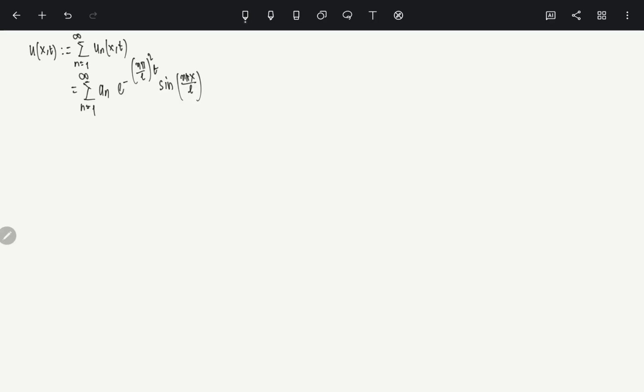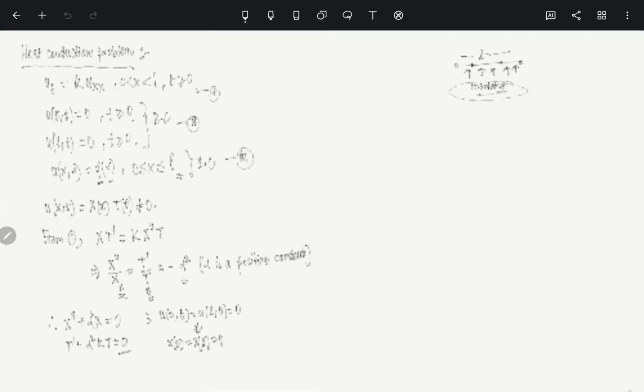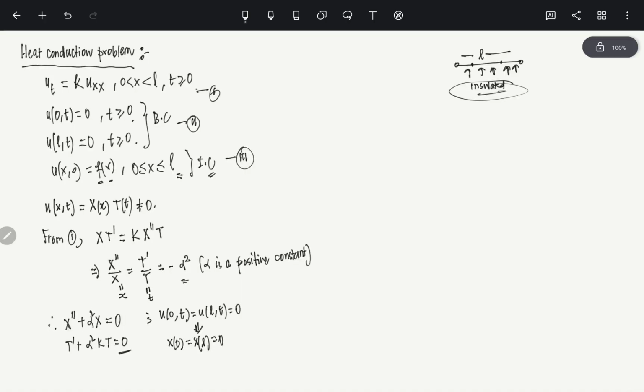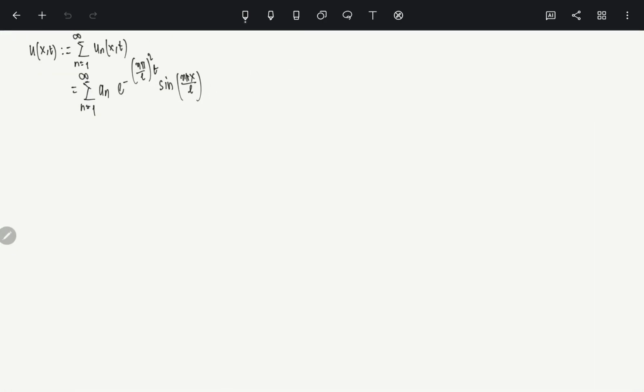Now you remember that there is this initial condition, right? So u of x,0 equals f of x, that is given to us. So we have to now utilize this fact. Since f of x equals u of x,0, what is this condition? At time t equals 0. So this is the initial condition.